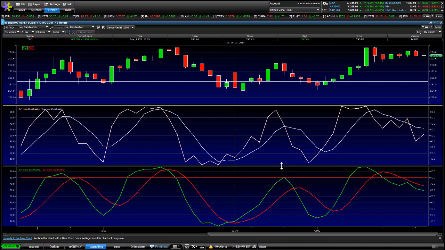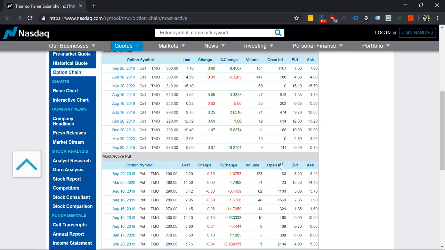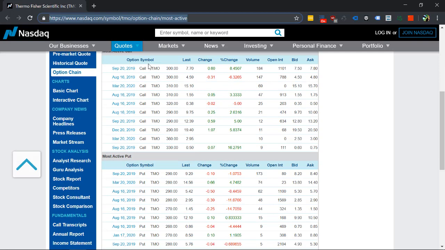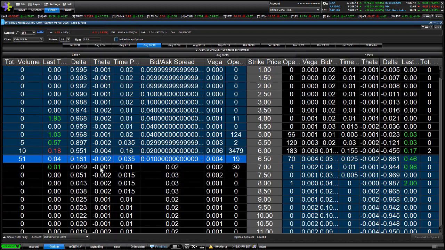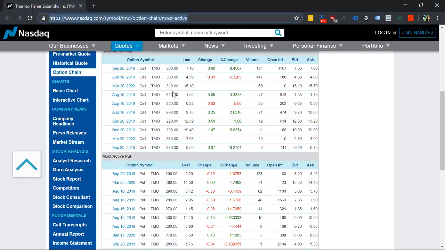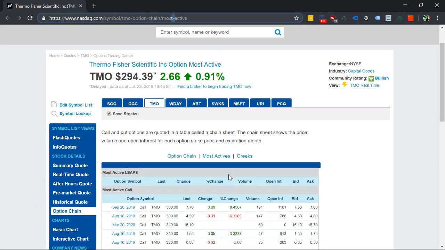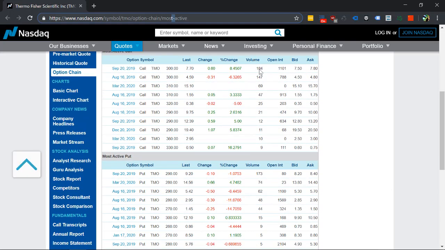Now, there's something I wanted to say about finding liquidity. And I really like this tool from NASDAQ. I was just showing you everything in eTrade Pro, which is a tool I really like. But perhaps you don't have this. What you can do is go to nasdaq.com/symbol, put in whatever the symbol is, /option-chain/most active. Or you can just get here by clicking on most actives. It'll show you what the most active options in terms of volume are at the moment.